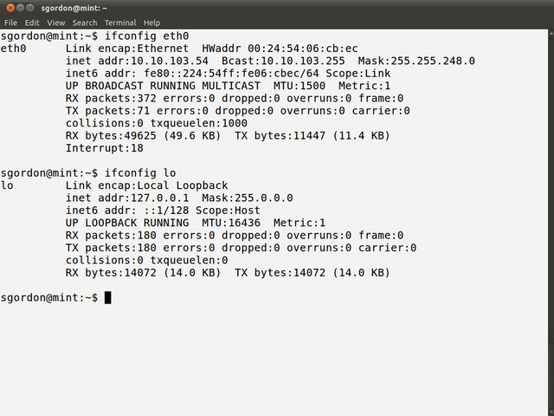So the maximum number of devices that we can attach to a particular network depends upon the subnet mask. Here we can attach about 4,000. In subnet A, we could attach 4 million.